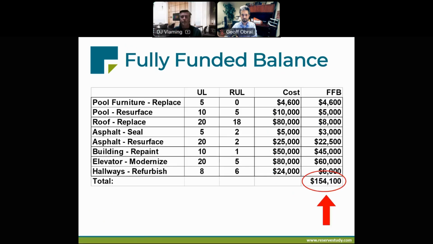Here you can see the fully funded balance calculation for this set of reserve components. Remember, this represents the deterioration or the accumulating reserve needs of the association at a point in time. It does not reflect the total replacement value of the reserve components. You can see there are different components here with varying lifespans, remaining lifespans, and costs. But all this data boils down to estimating the association should have about $154,000 in its reserve fund. Once we have this figure, we can calculate reserve fund strength.